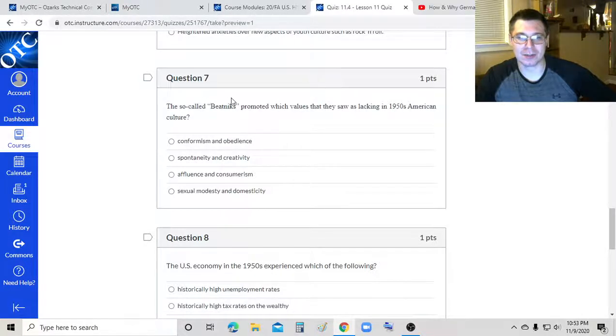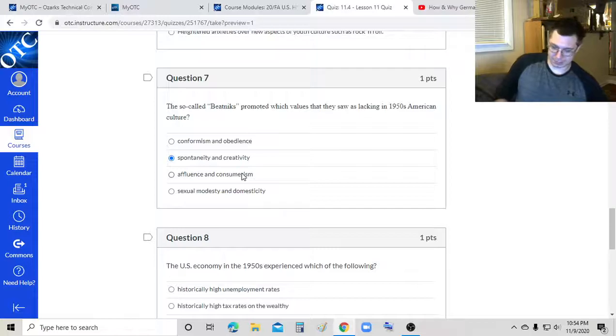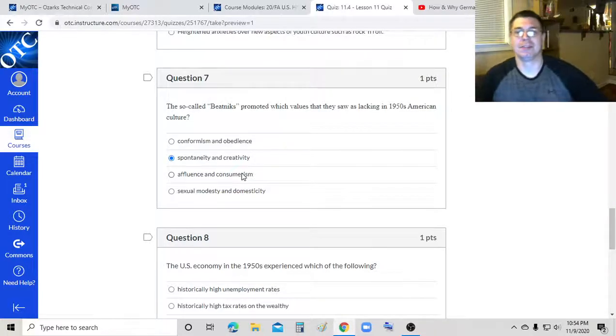Question 7, the so-called beatniks promoted which values that they saw as lacking in 1950s American culture? The spontaneity and creativity. They felt like 1950s culture was already too conformist and obedient. They felt like the affluence and consumerism wasn't a good enough benefit to compensate for the drawbacks of the conformity and obedience.